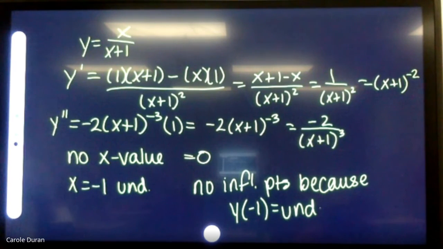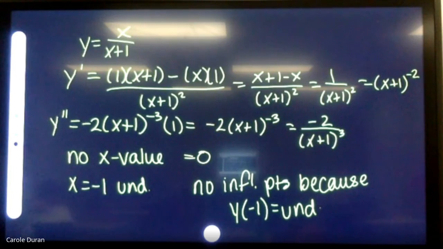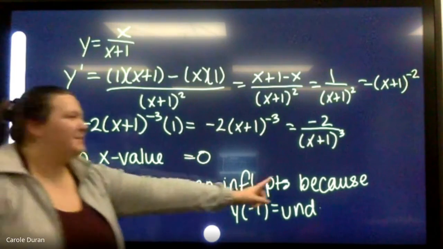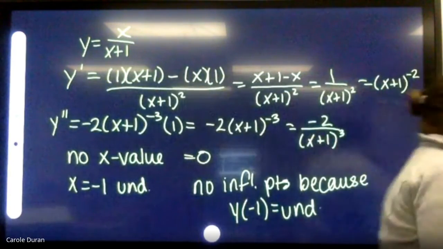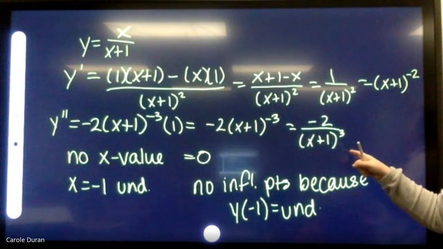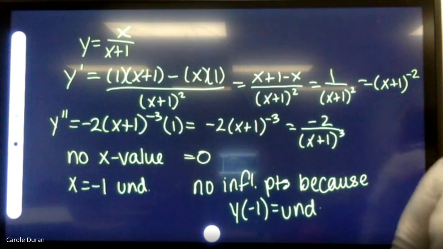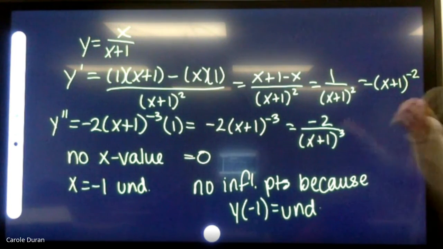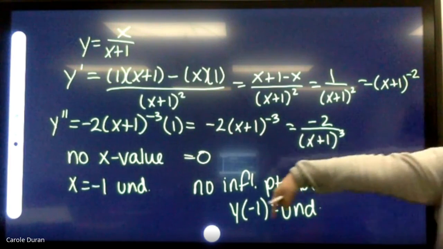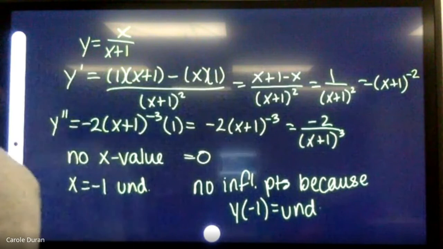What happens when I plug 1 in for that x? I get 1 plus 1, which is 2, and then 2 cubed is 8, and then -2 divided by 8 is -1/4, which means my concavity is what? Concave down for that entire thing, because I had no inflection points.